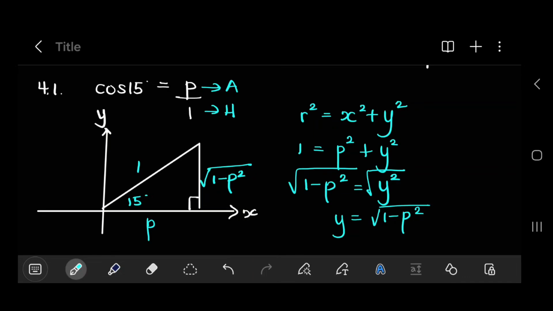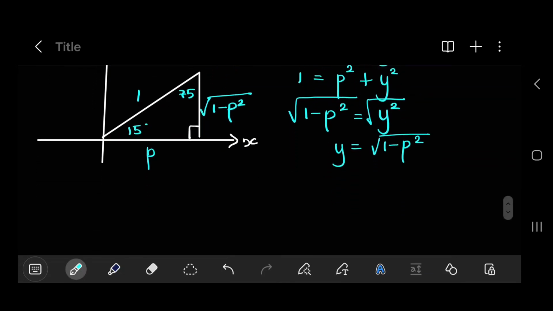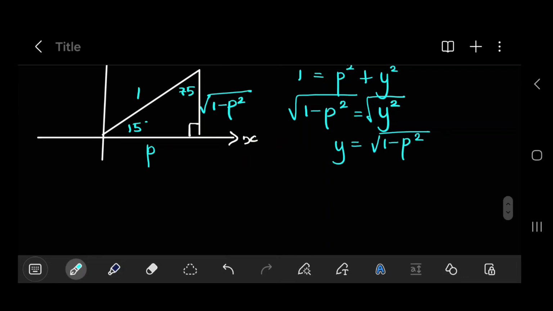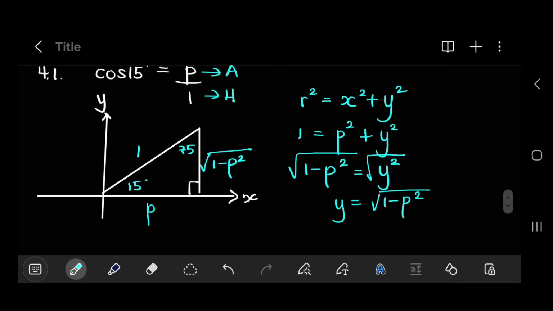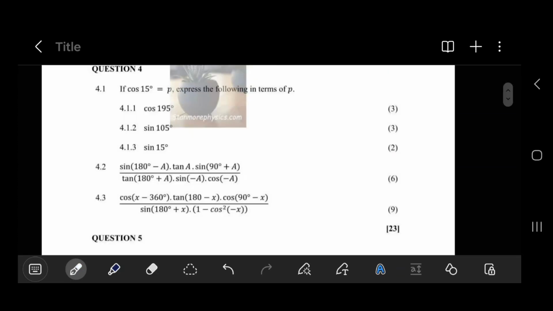Now, since you have the angle given, we know that it's 15 degrees. We can actually calculate the remaining angle on the triangle just in case we need it. Now, you know that angles in a triangle add up to 180. So we can say 180 minus 90 minus 15, and we get 75. Now that we have all the angles and all the sides of the triangle, we can now go on to the questions. So here's 4.1.1, we need cos 195.